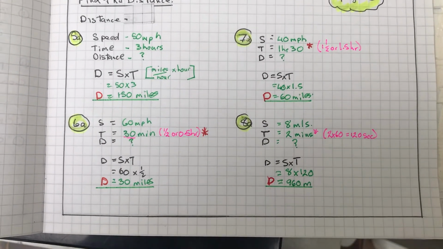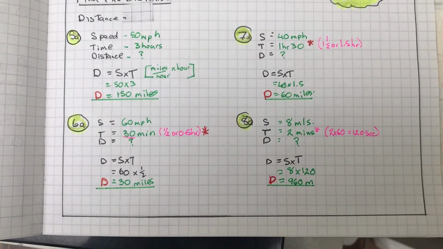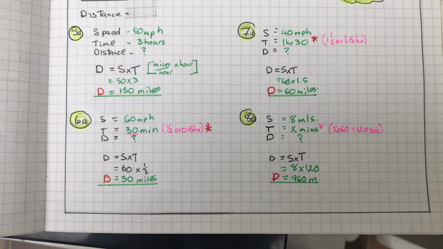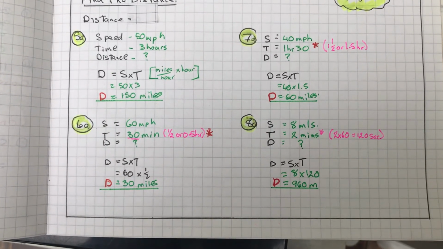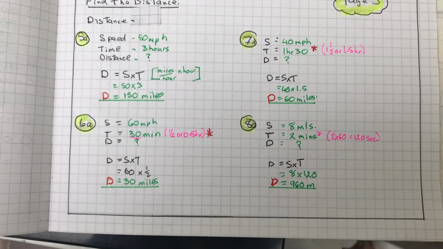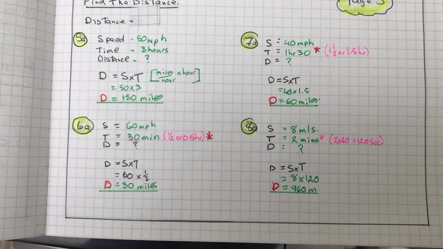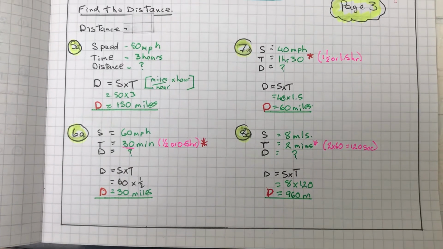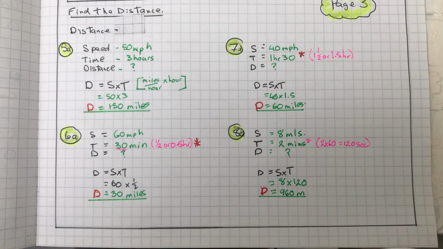Formula, distance equals speed times time. Substitution, 60 times a half. Now a half times 60 is 30 miles. That makes sense. If I travel 60 miles in an hour, how far will I travel in half an hour? Half the distance. So D is 30 miles.